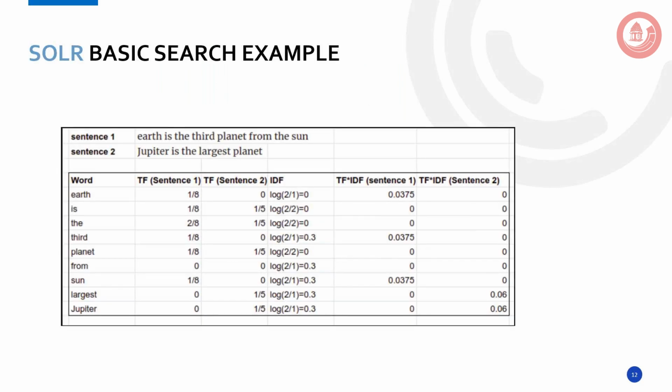Let's take an example here. Let's say you enter 2 sentences in a Solr index. Let's say the first sentence is: Earth is the 3rd planet from the sun. When it calculates, Earth is one word. And what is the term frequency? It's 1 out of 8. And what is the term frequency in the second sentence? It's 0. Then it will apply the log and provide you a ranking.